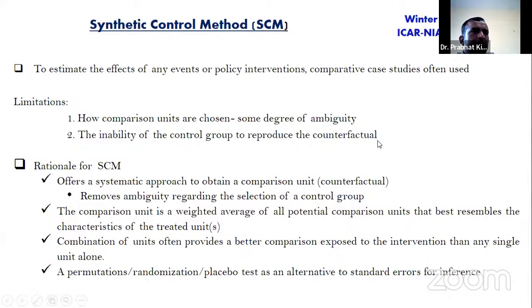You might know the meaning of counterfactual: what would have been the result if that thing had not taken place. What would be the level of Punjab if that event had not been there? That is the counterfactual. So here too, we are interested in constructing a counterfactual that can depict Punjab if that event was not there.